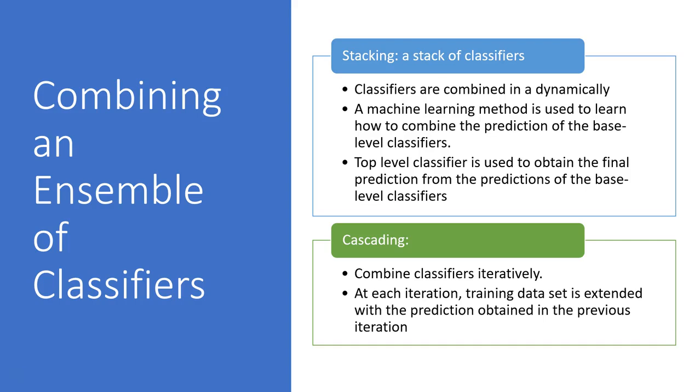Another way to continue combining our ensemble of classifiers, you can do stacking, you can do cascading. Stacking allows for you to do it dynamically, and so you can use machine learning to learn how to combine the predictions of the base level classifiers, and then your top level classifier is going to be used to obtain that final prediction. With cascading, it's going to combine your classifiers iteratively, so one at a time. And after each iteration, you end up with your training data set being extended to include the predictions from the previous iteration.